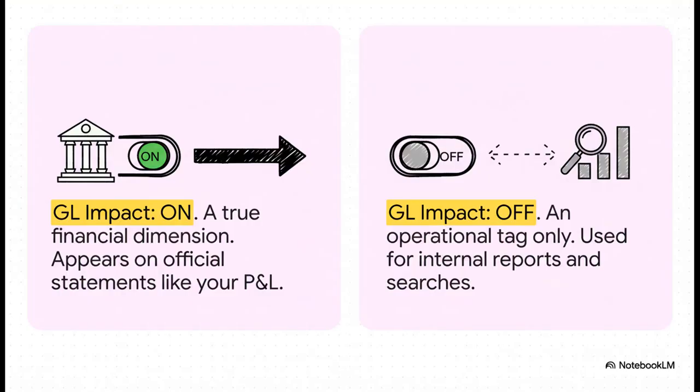This slide shows what might be the single most important decision you'll make when you set this up. In a system like NetSuite, it often comes down to this one little checkbox called GL Impact. Now, if you check it and turn it on, that tag becomes a true financial dimension. It posts to your general ledger, it shows up on your official P&L. But if you leave it off, it's basically just an operational tag, a sticky note for internal reports only. Understanding that difference is absolutely crucial.